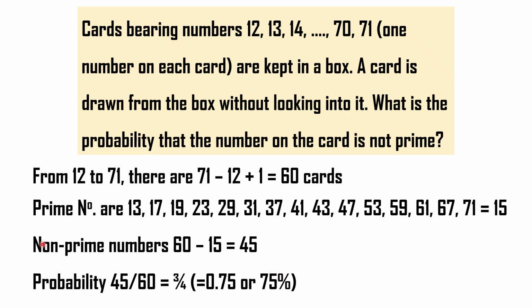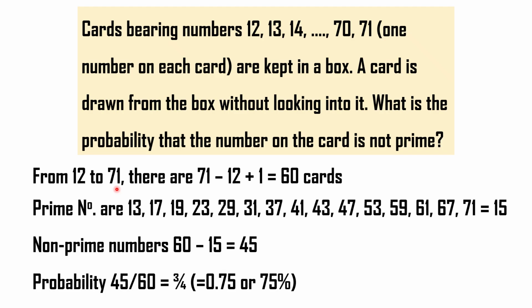ওখানে তো অপশন থাকবে, you will be given option 1, option 2, option 3, option 4. So it may be given as 3 by 4, it may be given as 0.75, or it may be given as 75%. So all are same, so whichever option is matching. তো এইভাবে 3 by 4 থাকতে পারে, এটাকে ডেসিমালে 0.75 থাকতে পারে, বা 75%, যেভাবেই দেওয়া হোক, that is the probability.